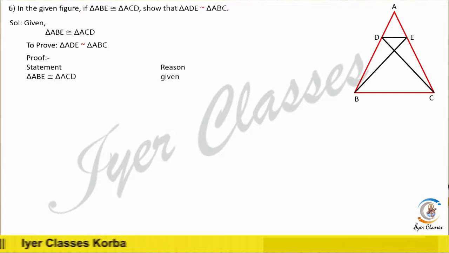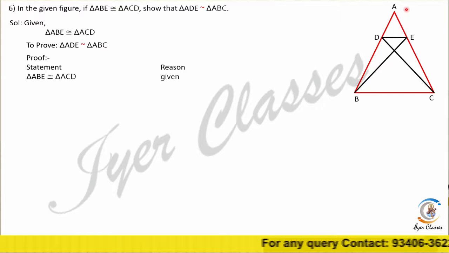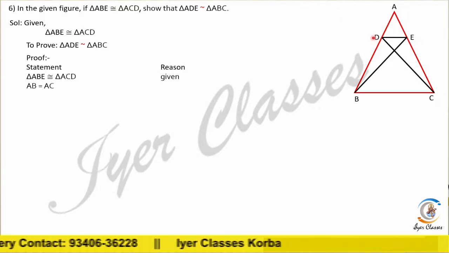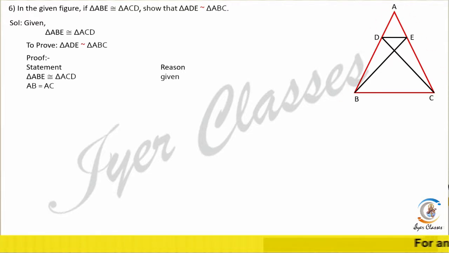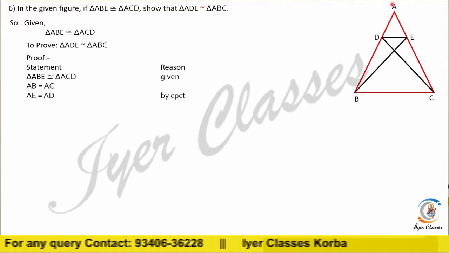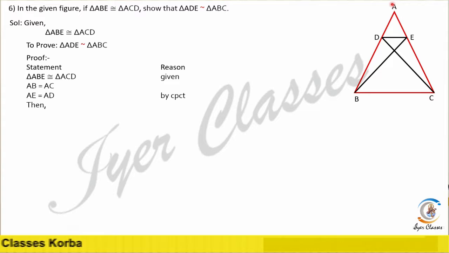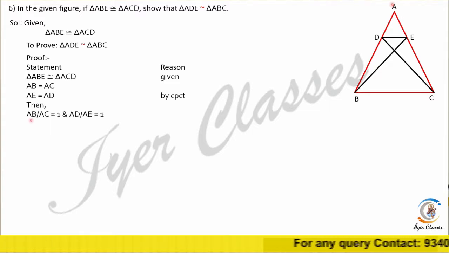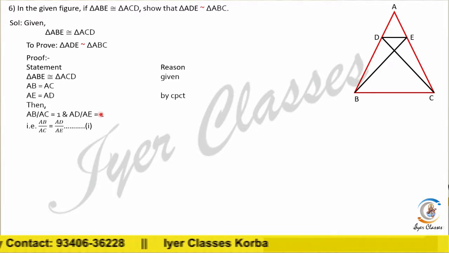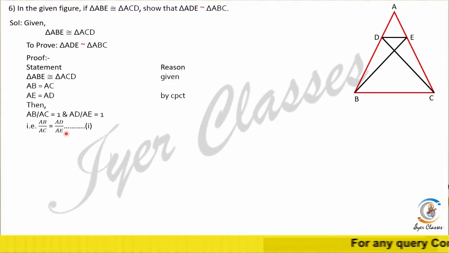So to prove it, let us first consider the triangles ABE and ACD. We know that the corresponding parts are equal, so AB should be equal to AC, right? And we also know that the sides AE and AD are also equal by CPCT. Therefore, we know that AB by AC is equal to 1 and AD by AE is also equal to 1. Each is equal to 1. So, AB by AC should be equal to AD by AE, right?